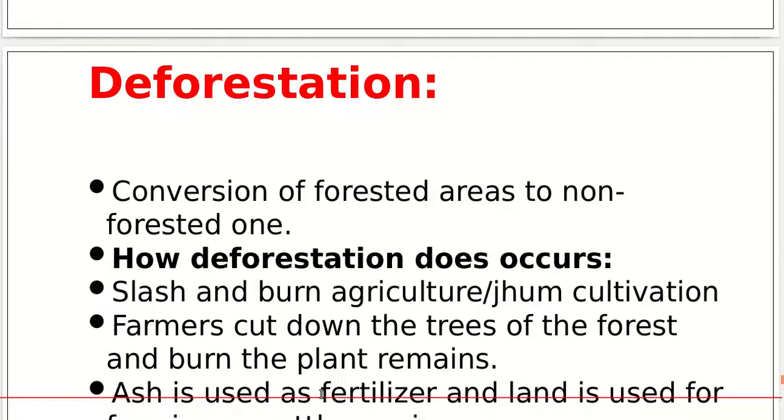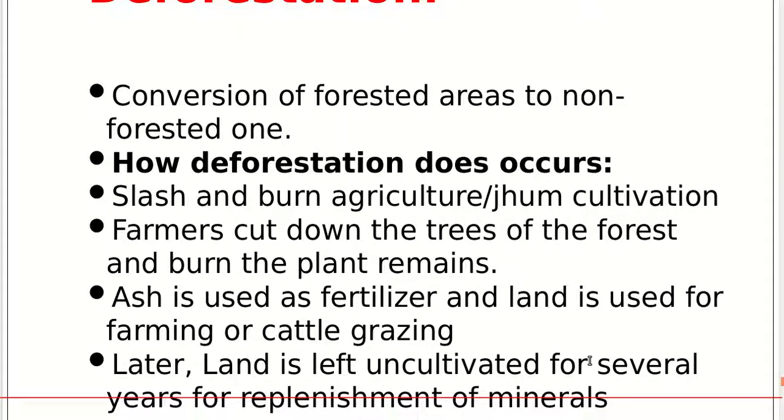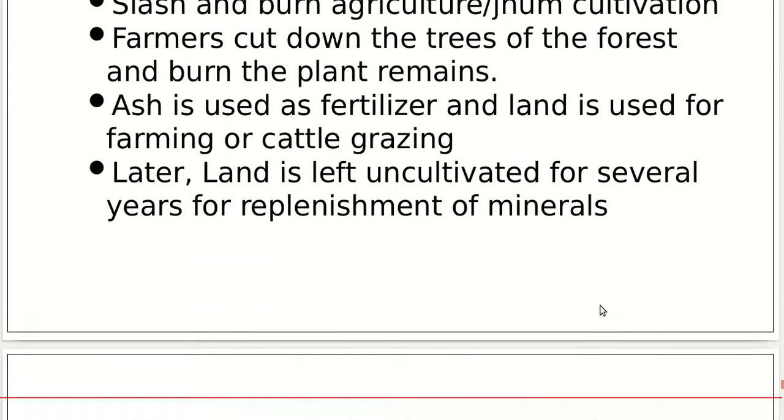Deforestation, the conversion of forested area to non-forested area, is called deforestation. How can it occur? It can be by slash and burn agriculture or jhum cultivation done by farmers. Farmers cut down the trees of the forest and burn the plant remains. Ash is used as fertilizer and the land is used for farming or cattle grazing. Later, the land is left uncultivated for several years for replenishment of minerals. So this is the deforestation process.